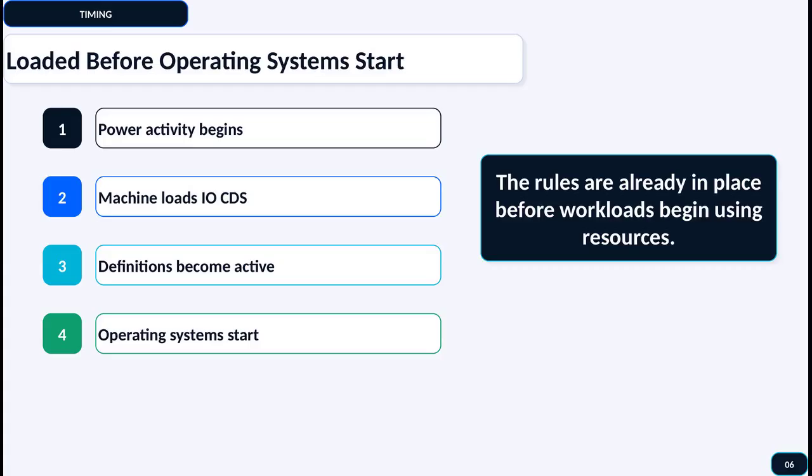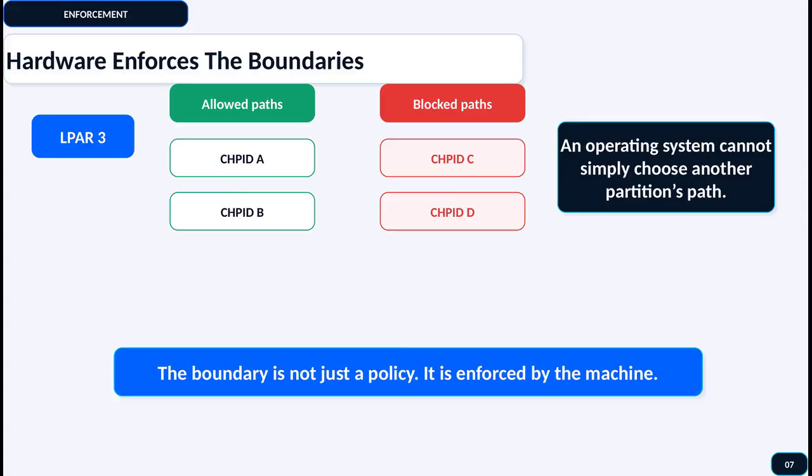Timing matters. The IOCDS is not a casual setting that appears after the operating systems are already running. It is loaded during the machine startup process, before the operating systems begin normal work. This is like setting up the traffic lights, lane signs, and road closures before rush hour starts. If the rules are in place early, every driver enters a controlled environment. In the same way, when each operating system starts, the machine already knows which IO paths are allowed and which are not allowed. The IOCDS is powerful because it is not just a suggestion written in a document. Once loaded, the machine enforces the definitions.